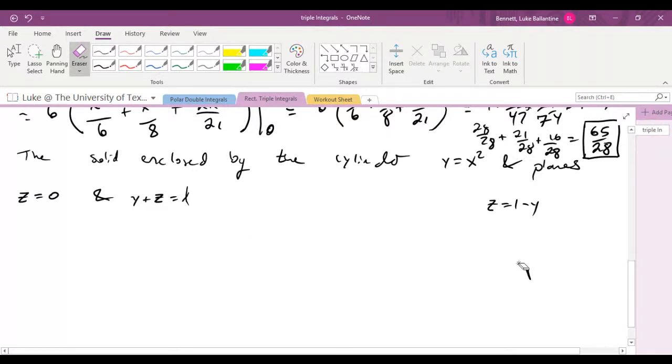All right, yeah, now we have this next one. The solid enclosed by the cylinder y equals x squared, and the planes z equals 0 and y plus z equals 1.